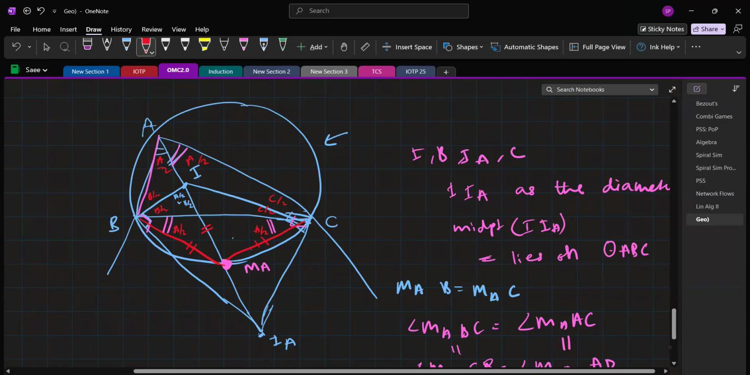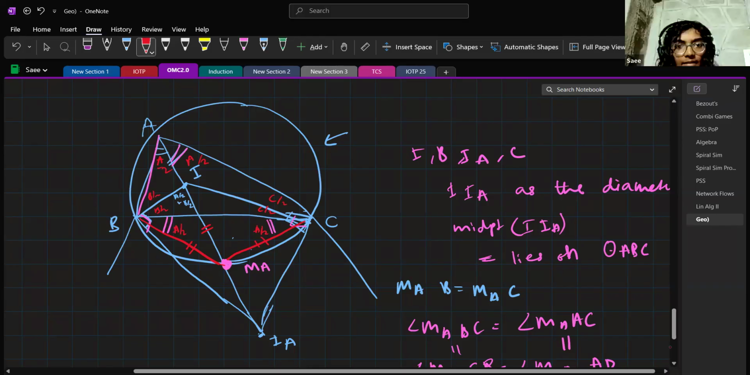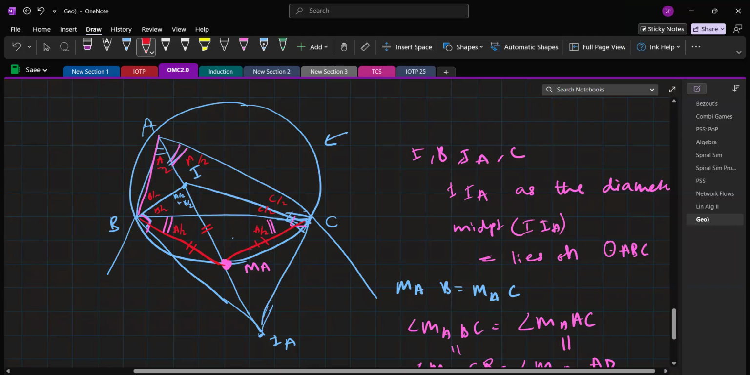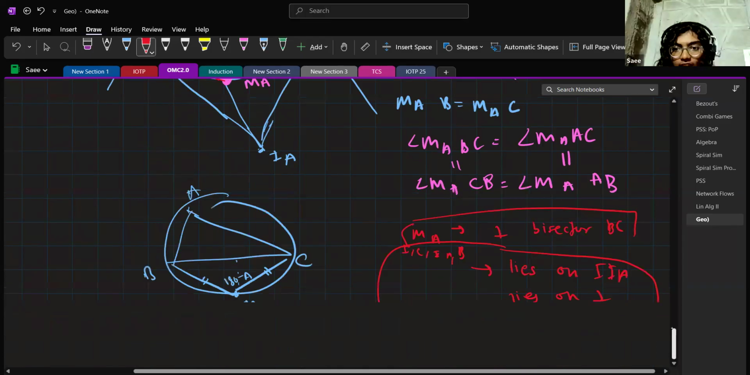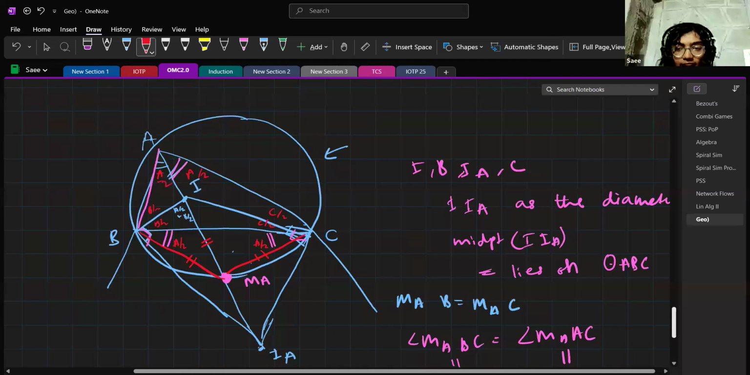Yeah, right. Okay, I got it. IA also lies there. That's one way to look at it. And Nishant also had another way to look at it, but I think this is good enough. Any other questions? Anything else you want me to repeat?